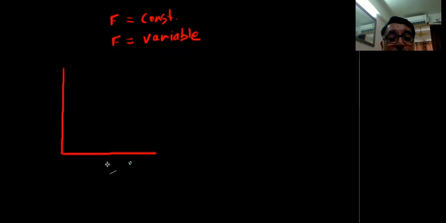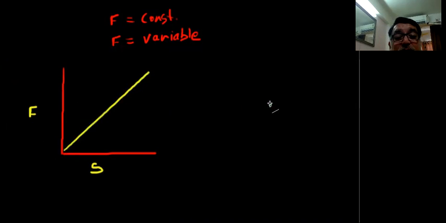We are going to plot a graph with displacement and force. Displacement is taken on the x-axis and force is taken on the y-axis. If the force is variable, we'll get a graph like this, an inclined line. The force will keep on changing. Let's try to think about it: force is 1 Newton, 2 Newton, 3 Newton, 4 Newton, 5 Newton. So the force will keep on changing as the displacement also keeps on changing. So in this case, we say that the force is variable.